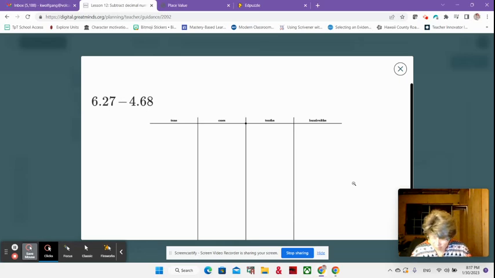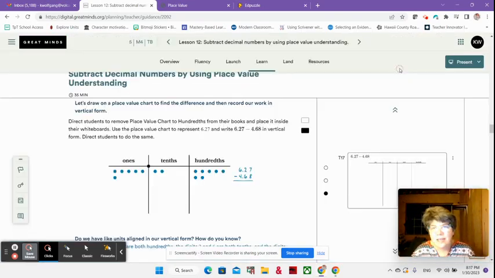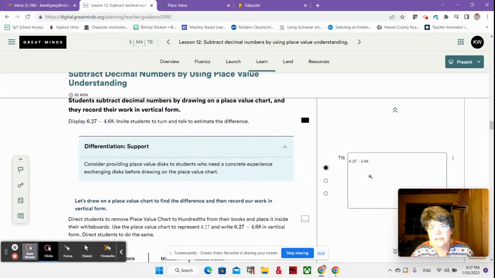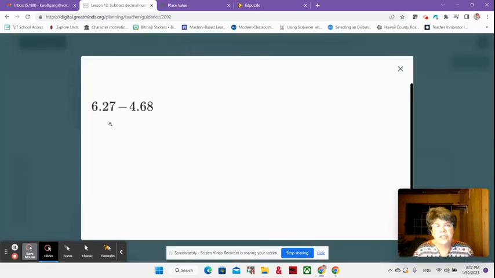Remember how we are going to always estimate first, right? And we forgot to estimate first on our last question. I know, I was so excited to use our place value discs. Let's go back here and let's just look at our 6, right? The 6 and 2 tenths, that's telling me it's closer to 6, isn't it? And 4 and 6 tenths, that's closer to 5.